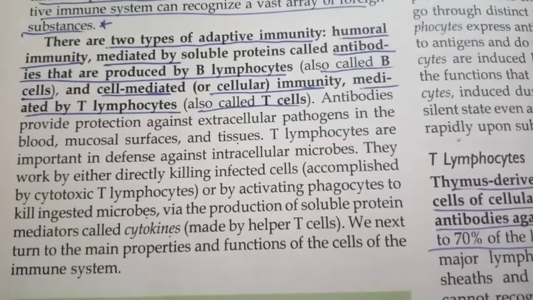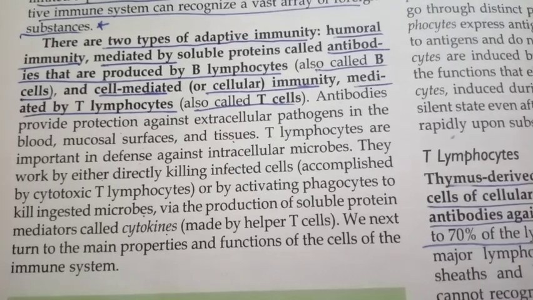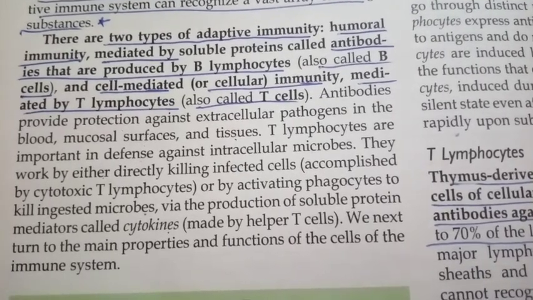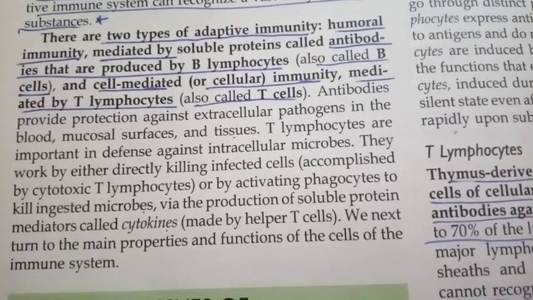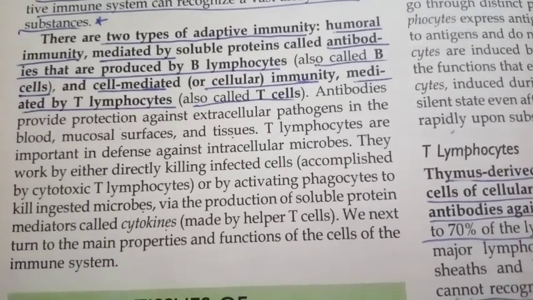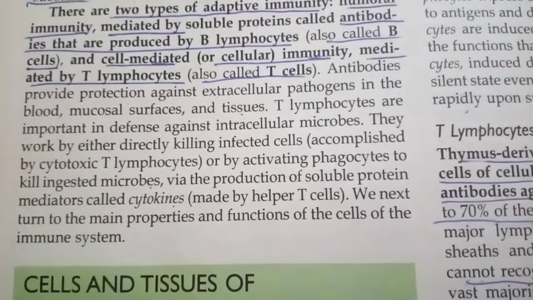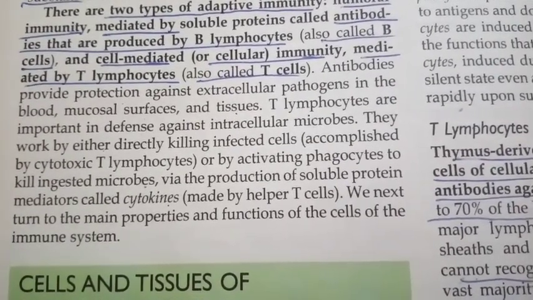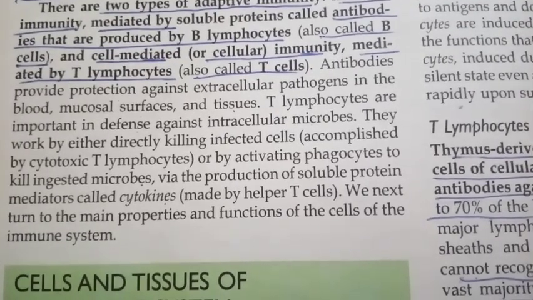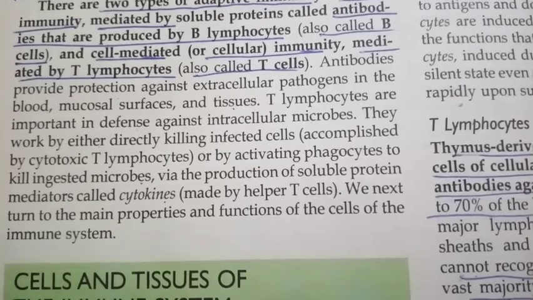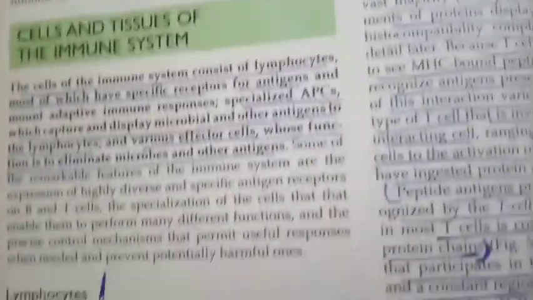Antibodies provide protection against extracellular pathogens in the blood, mucosal surfaces and tissues. T lymphocytes are important in the defense against intracellular microbes. They work either by directly killing the infected cells or by activating phagocytes to kill ingested microbes, via the production of soluble protein mediators called cytokines made by T helper cells. We next turn to the main properties and functions of the cells of the immune system.